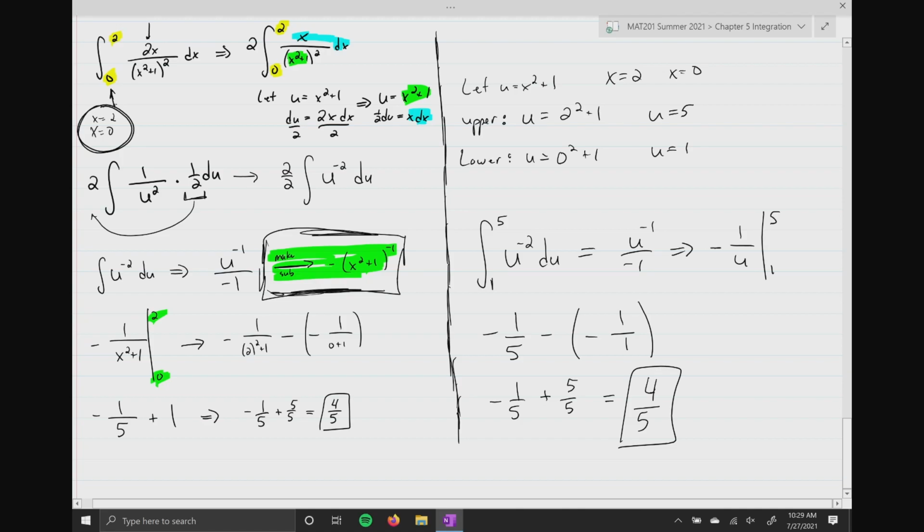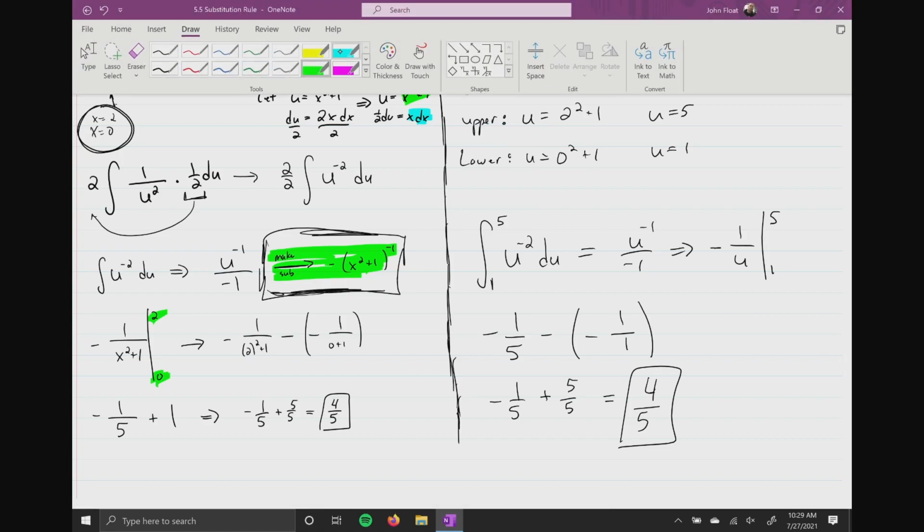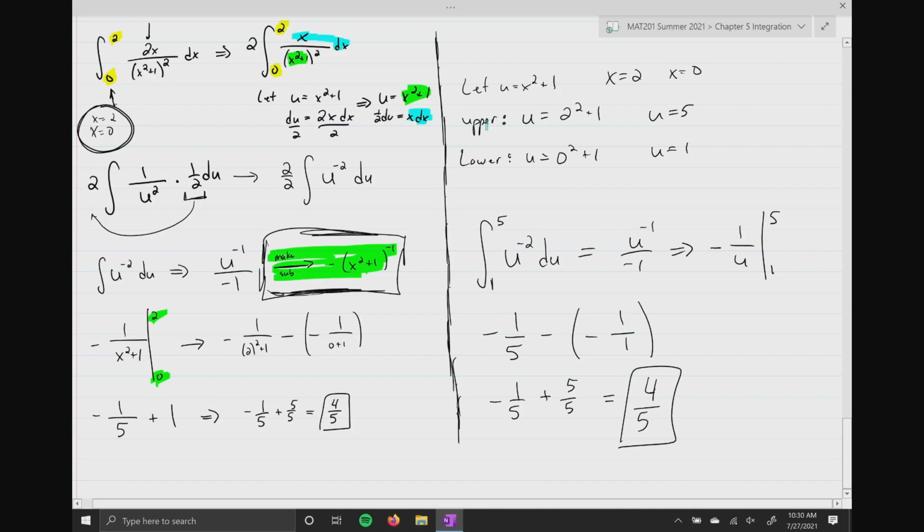Or, if you want to, in blue, you can change your upper and lower limits. You can adjust them to the value of u's. That way you don't have to go back into x. You can evaluate this with your new upper and lower limits, but they're solved for you instead. Regardless, you will always get the same answer.